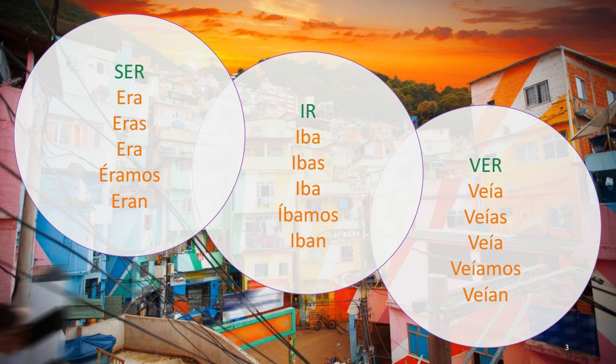Now, you can't act surprised when you see what the 3 irregular verbs are in the imperfect tense, because these 3 verbs are always irregular. They never follow the rules. So we have ser, ir, and ver. So ser, to be, is era, eras, era, éramos, eran. Ir is iba, ibas, iba, íbamos, and iban. And ver is veía, veías, veía, veíamos, and veían.